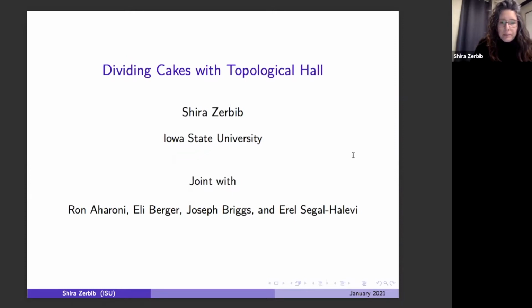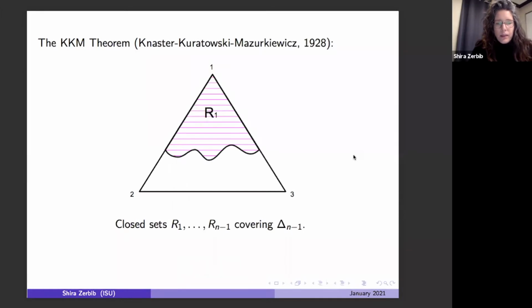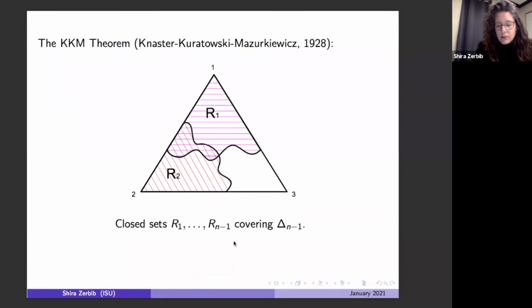So let us start with the theorem that I mentioned in the pre-seminar. This is the KKM theorem due to Knaster, Kuratowski, and Mazurkiewicz from 1928. And it tells us that if we have the n-1 dimensional simplex, in this example the 2-dimensional simplex, and we have n sets covering delta n minus 1, and these sets are closed and they have some nice covering conditions.